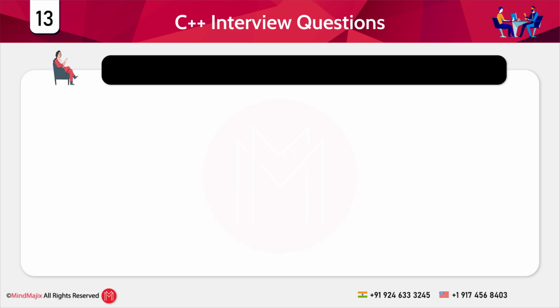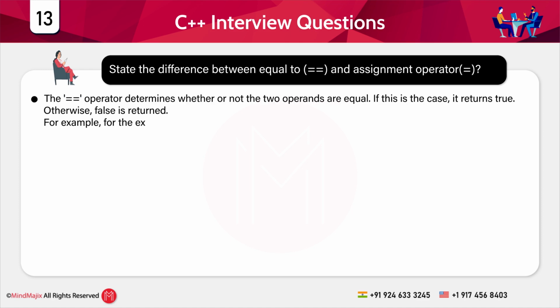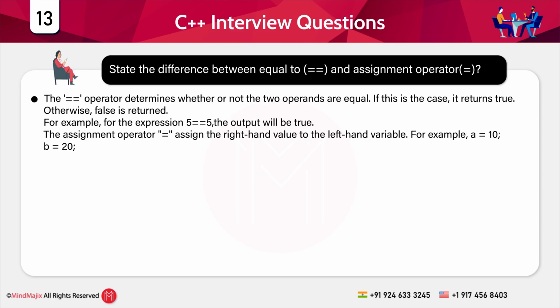The next question is, what is the difference between an equal to and an assignment operator? The double equal to operator determines whether or not the two operands are equal. So in this case, the output is either true or false. For example, if you consider the expression 5 equal to 5, the output will be true. If you write 5 equal to 2, the output will be false. So guys, you must understand, in case of double equal to, the output is either true or false.